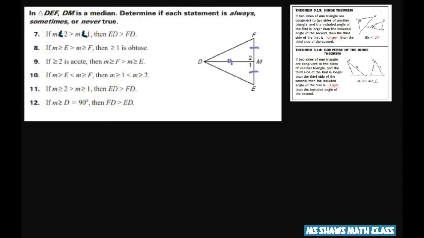If the measure of angle 2 is greater than the measure of angle 1, the included angles, then DF is going to be greater. So this is going to be larger than this side, and this will be the smaller side. The statement says ED is greater than FD, and that's false. So this is never, because actually FD is greater than ED.